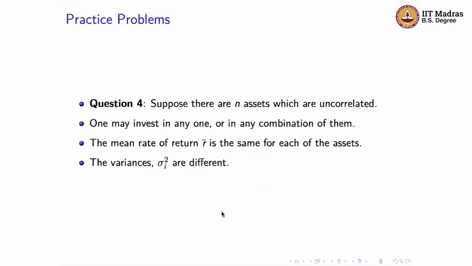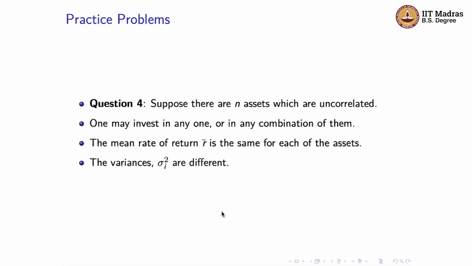Okay, so let's look at the final practice problem. So suppose that we have got n assets which are uncorrelated, and we can invest in any one of these assets or any combination of these assets in the way that we have discussed in the lectures. We are given the information that these assets are such that the mean rate of return is the same for each of them. So that's all equal to R bar. However, the variances are all different, right? So we can actually rank the assets as per the variance. The variance of asset i is given by sigma square i, right?